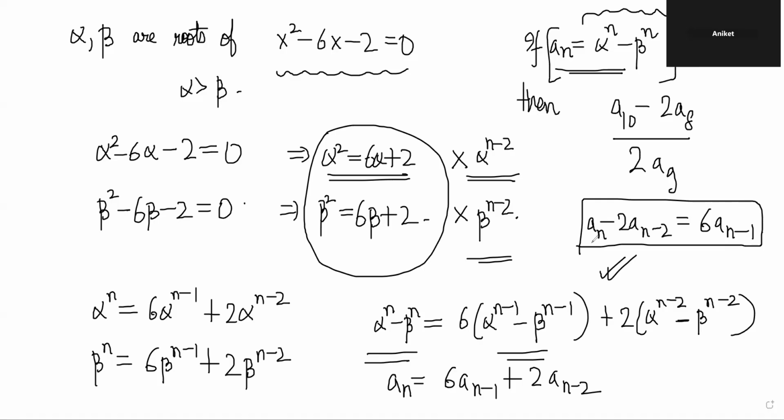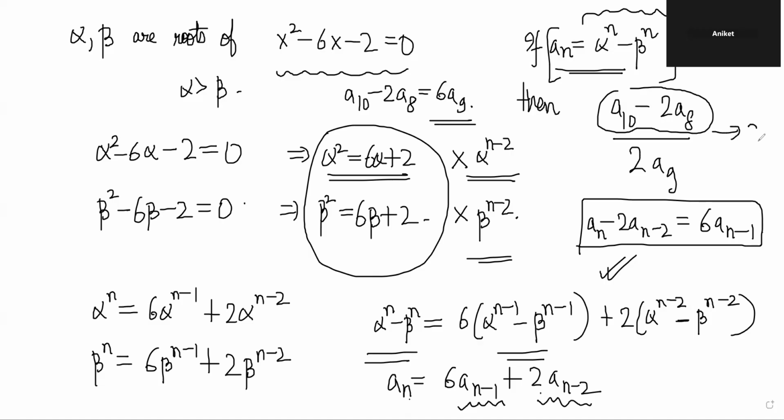This is a general recurrence that we have gotten for such terms an. We are getting an in terms of the lower versions of them, right? Why did I bring this to this side? Because that is the form in which it has been written here. If you go n is equal to 10, you get directly a10 minus 2a8 is equal to 6a9. So a9 will get cancelled, and the answer is 3.